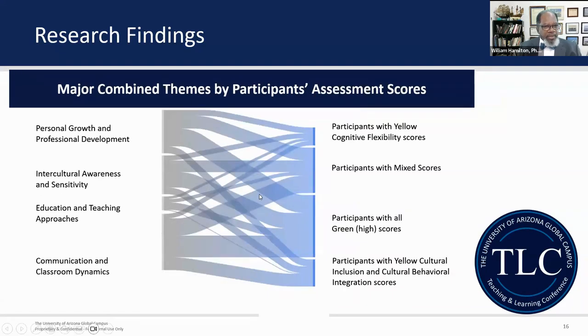This is another Sankey diagram, a cross-tab table. Okay, but this time, themes on the left by assessment scores on the right. And if you look, only participants 4 and 7 had all green. If you look on the right, just around halfway, you can see that there's a large contribution between participants 4 and 7 than any of the others. And the other ones are just mixed variations of the scores.